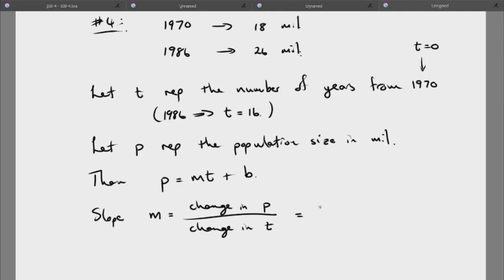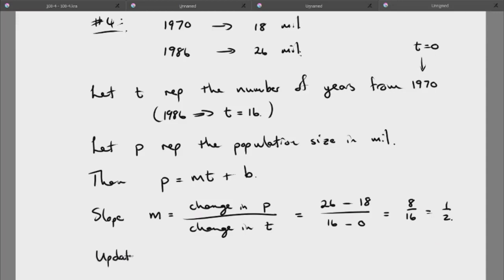So I'm looking for the change in the population size, 18 to 26. So it's 26 minus 18. Change in time would be 16 minus 0. Or you get the same difference if you subtract the years, but technically that is not the t value. So I get 8 over 16, oh, very nice, 1/2. That's nice. Easy to work with.